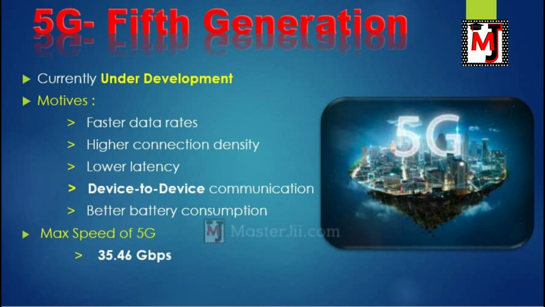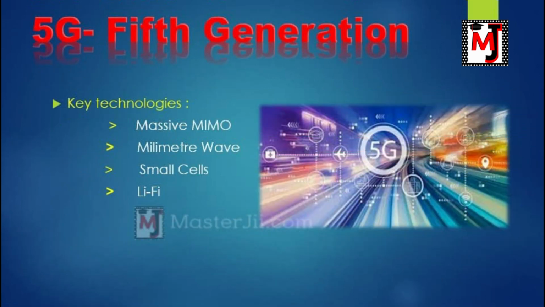The maximum speed of 5G is aimed at being as fast as 35.46 GB per second, which is over 35 times faster than 4G. Key technologies to look out for: massive MIMO, millimeter wave, small cells, and all Wi-Fi. All the new technologies from the previous decade could be used to give 10 GB per second to a user with an unseen low latency and allow connections for at least 100 billion devices.